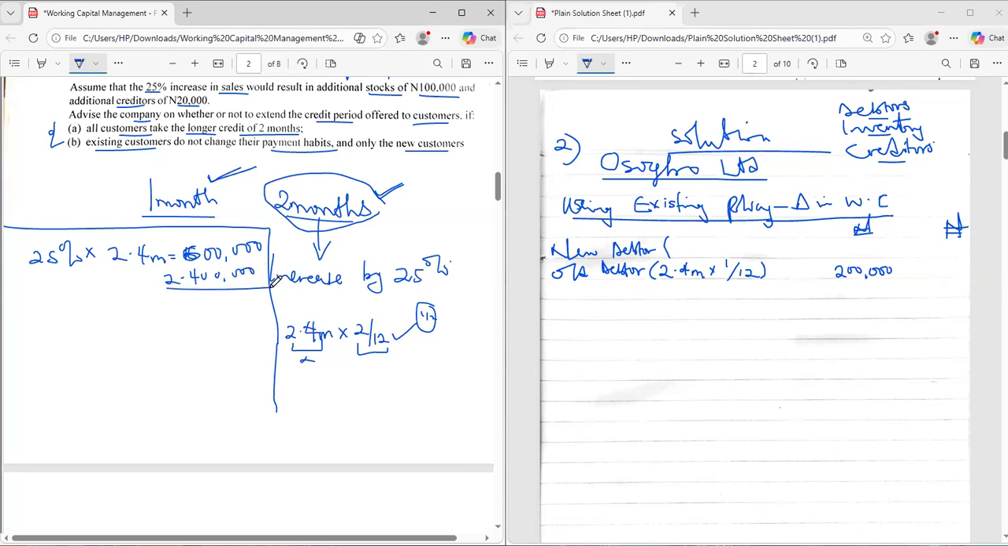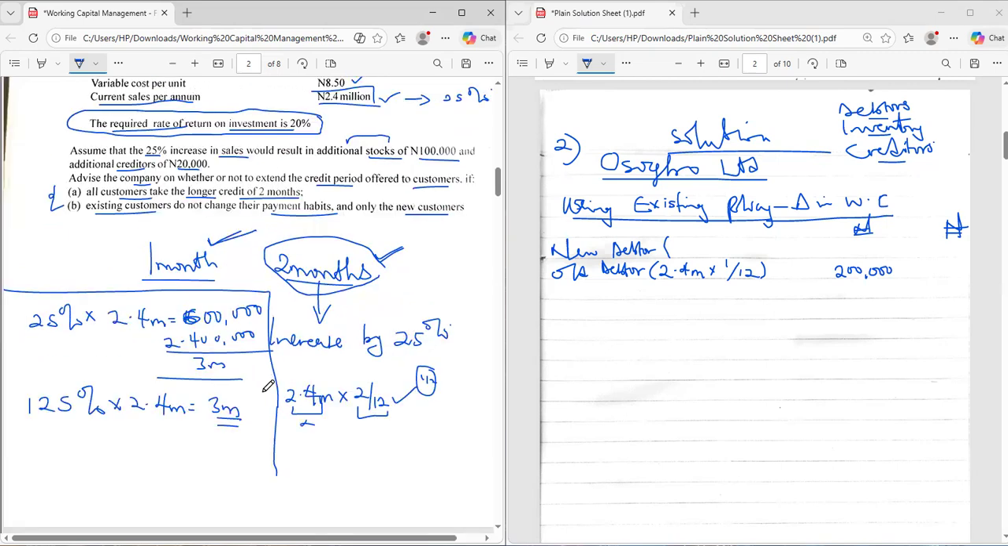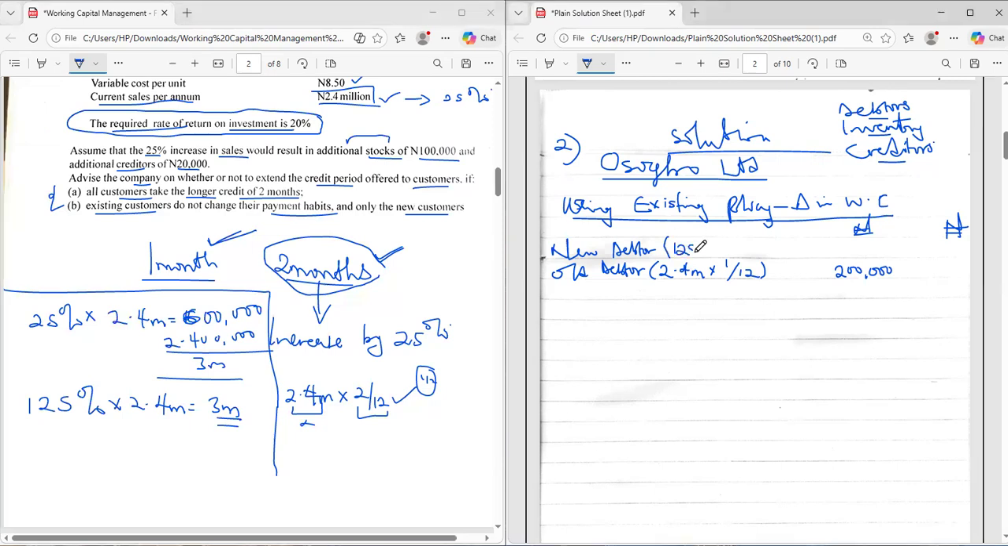3 million. If you don't want to do it this way, since you are increasing sales by 25%, just say 125% of 2.4 million. Do it, you will still get 3 million. Did you get it? Then you say times what? 2 divided by 12. That's our new sales.